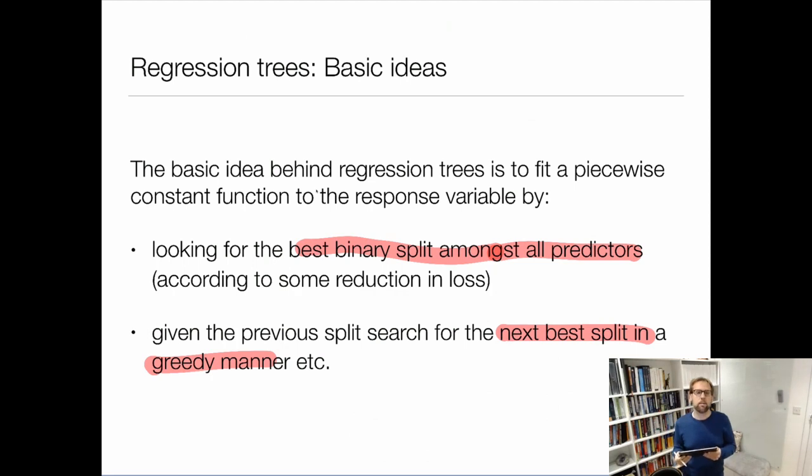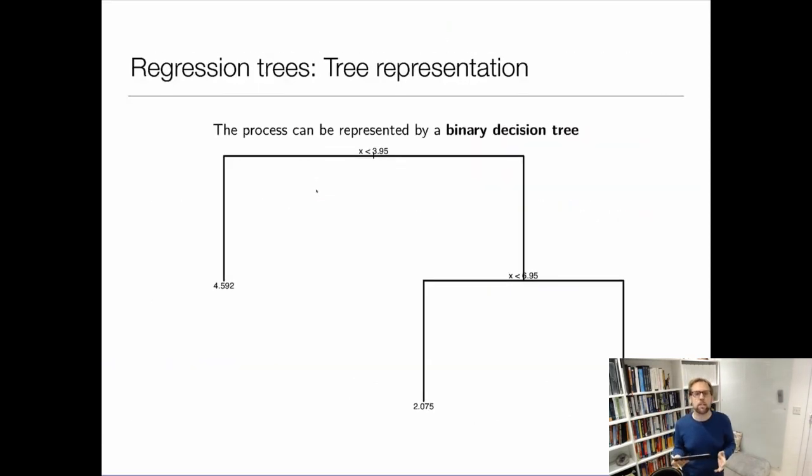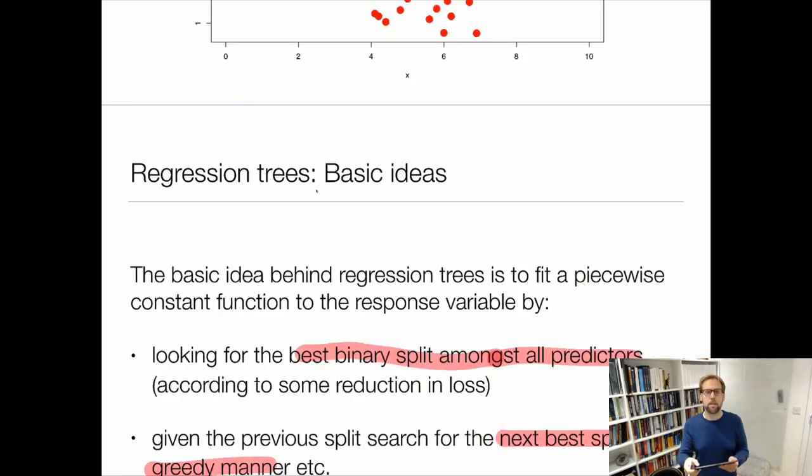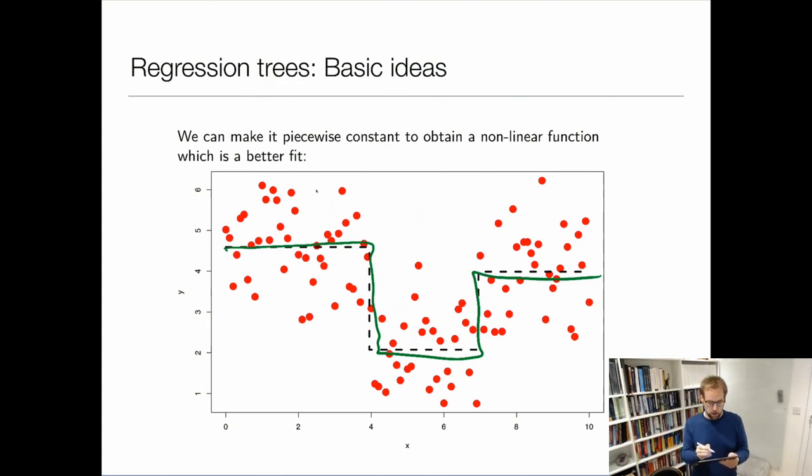And why is it called a regression tree? Because you can phrase the whole thing in form of a tree. So the tree describes the structure of how I split the data. For example, here I first split my data by this point here. If x is less than 3.95. So this was the case here. If I jump back to the picture very quickly, so here was 3.95. If x is less than 3.95, I'm in this region here.